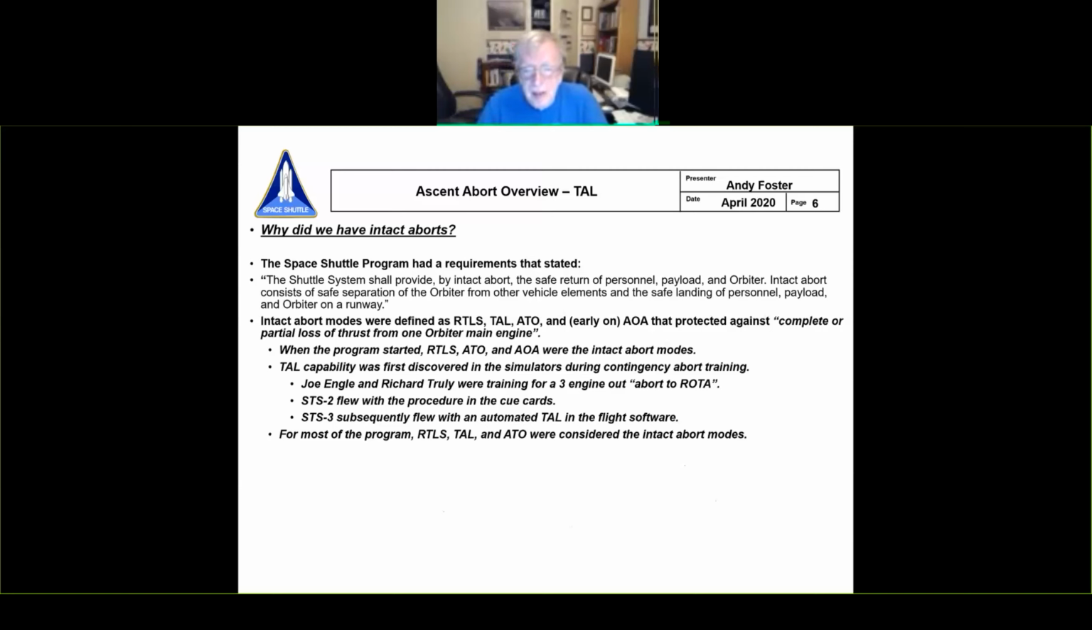TAL capability, like a lot of the contingency aborts, which is talked about in a separate video, was discovered by the crews getting in the simulators going, what if, and then figuring out what they could do. Joe Engle and Richard Truly were training for their flight, and they did a 3-engine out abort to Rota, which is in Spain. And once they figured out how to do it, they essentially wrote the procedures in the cue cards for STS-2, and then the program started working on it because it looked like a really good idea. And we automated it from STS-3 and then had it in the flight software as an automated procedure from then on till the end of the program.